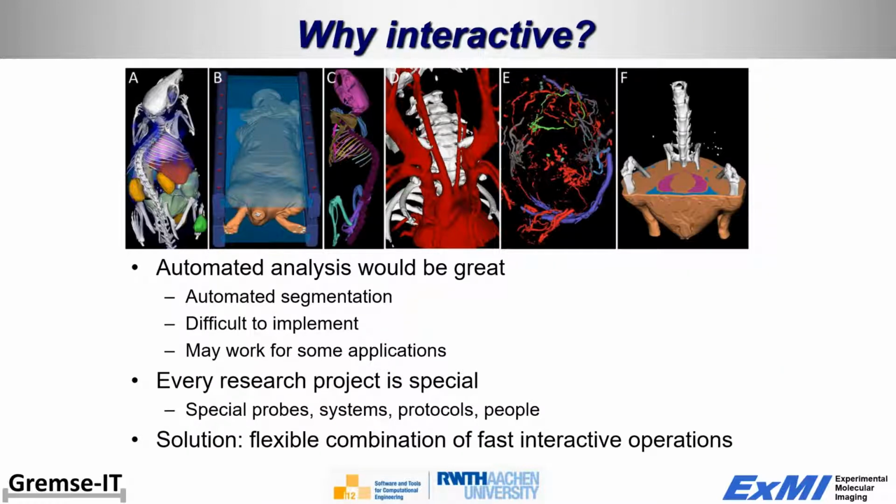And why is the interactive software useful? People ask that sometimes. An automated analysis would of course be great with automated segmentation, but it's quite difficult to implement. It takes a lot of time and it may work for some special applications and then it's great. But in research, you may realize that every project is special: special probes, systems, protocols, and people. Then a reasonable solution, in my experience, turns out to be a flexible combination of fast interactive operations to get your study done.